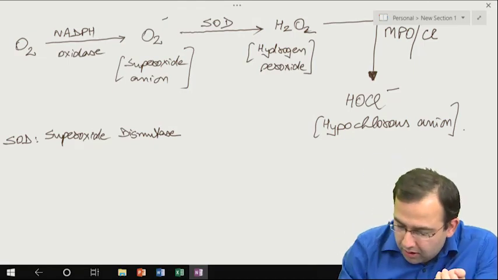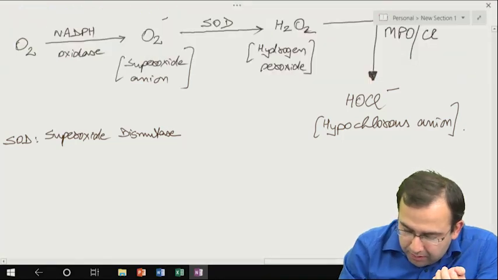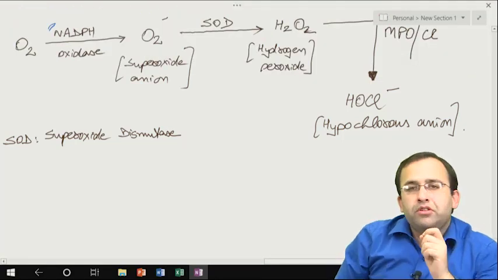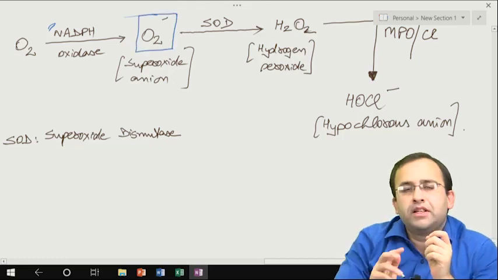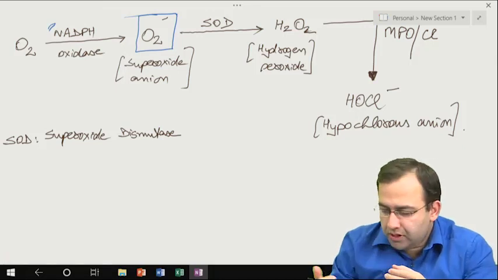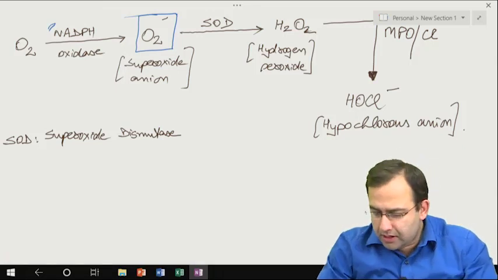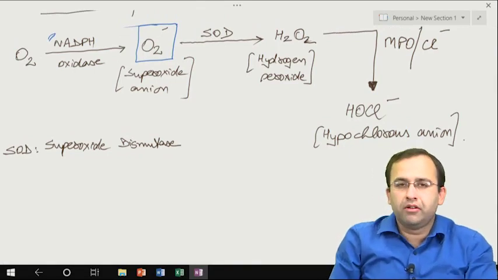I'll repeat. Oxygen, which is acted upon by NADPH oxidase, leading to the formation of superoxide anion. This superoxide anion is acted upon by superoxide dismutase, leading to H2O2, which is then acted upon by myeloperoxidase and chloride, leading to the formation of hypochlorous anion.